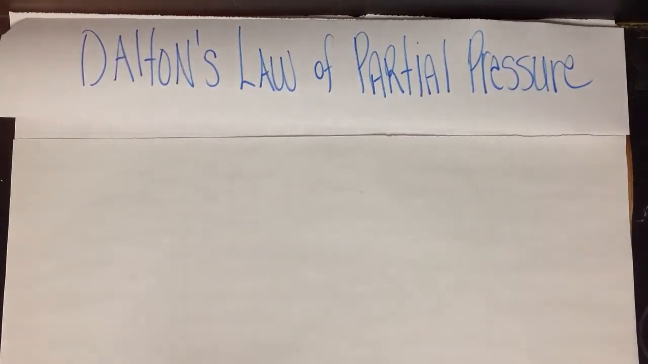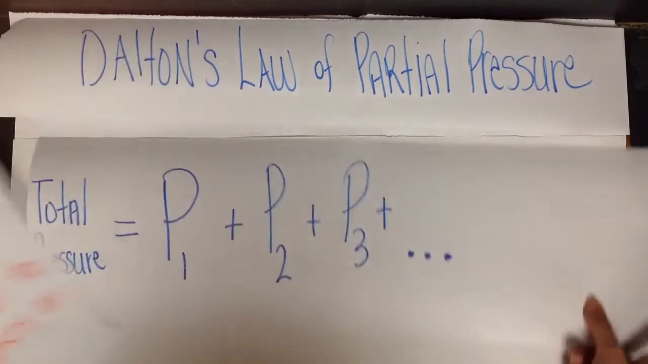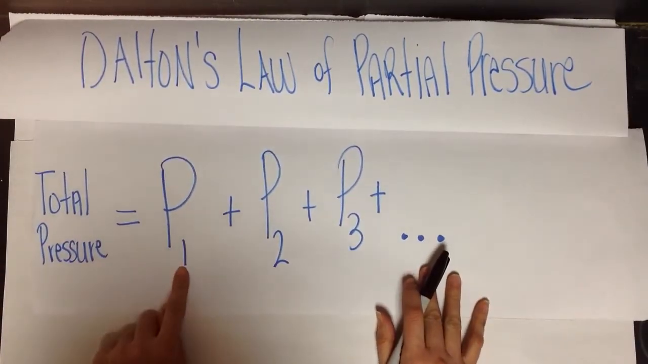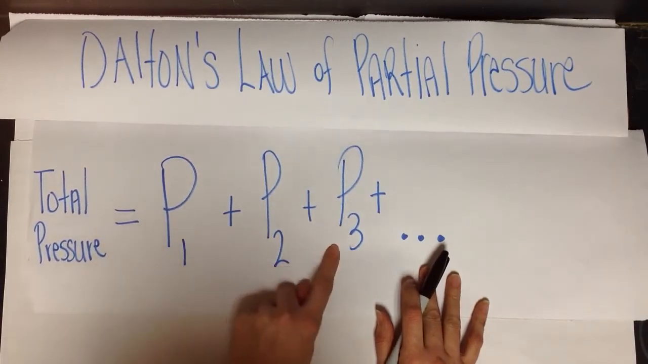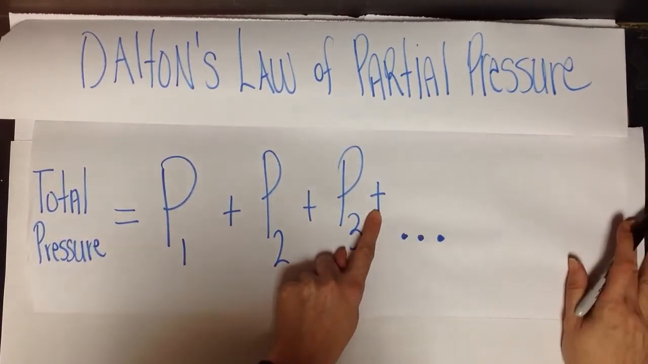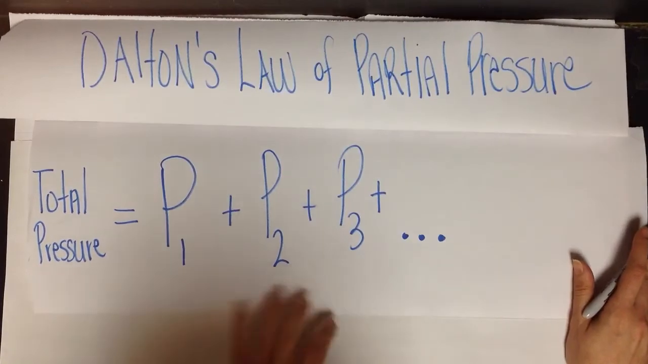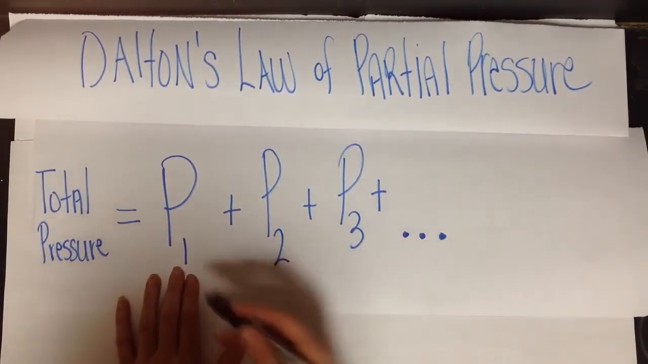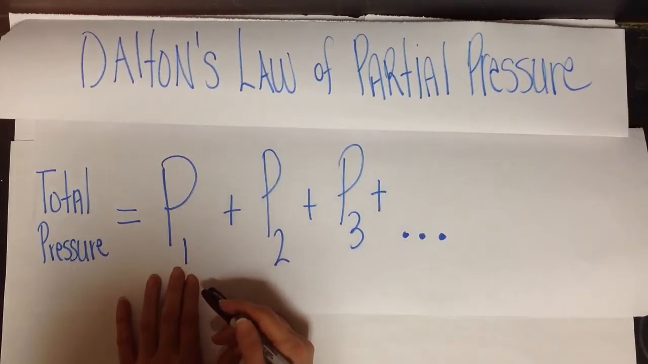Quite an easy concept. He has a very, very easy law that goes along with it, and that is total pressure is the pressure of the first gas plus the second gas plus the third gas plus however many gases you have, and just adding them up. You could have just 2 gases, or you can have 200 gases. You just have to add them up.